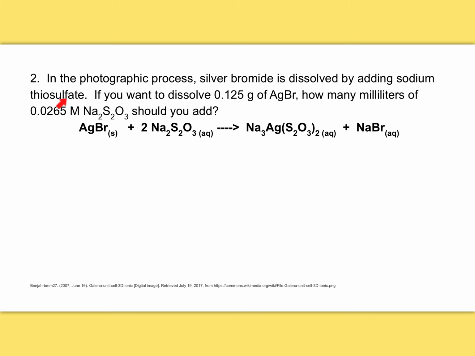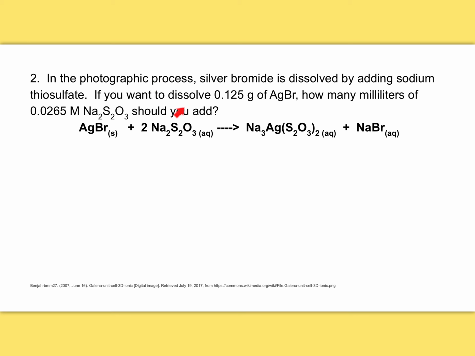In this question, we're asked, in the photographic process, silver bromide is dissolved by adding sodium thiosulfate. If you want to dissolve 0.125 grams of silver bromide, how many milliliters of 0.0265 molar sodium thiosulfate should you add? So this is clearly a pre-digital age photographic process.